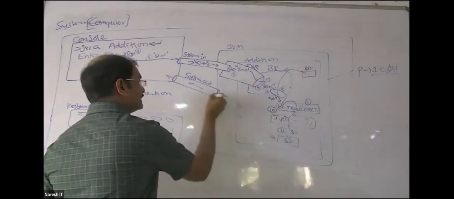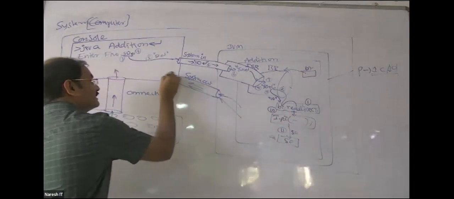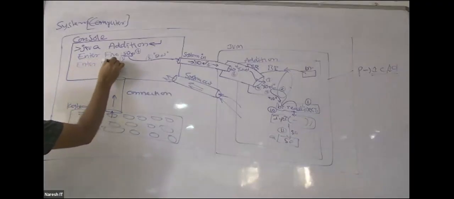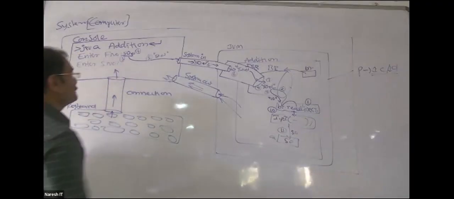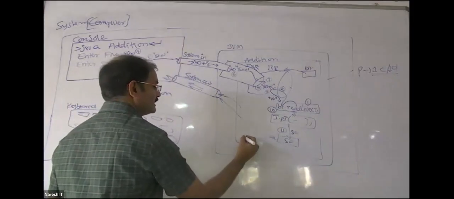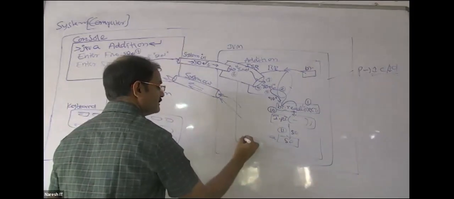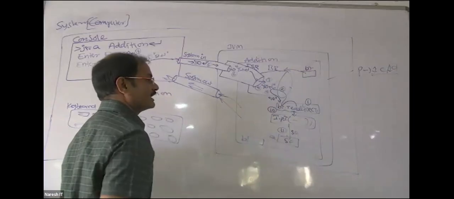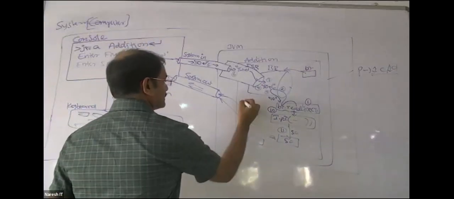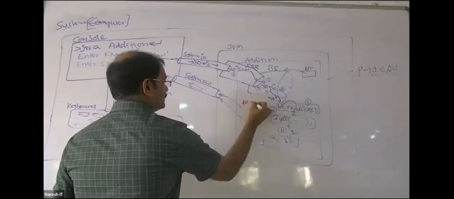System.out.println, "Enter second number." Then the message is printed. Now tell me, after printing "Enter second number," control is going down. What is written there? B variable equals, what is written? br.readLine. br.readLine. Let me take another color.